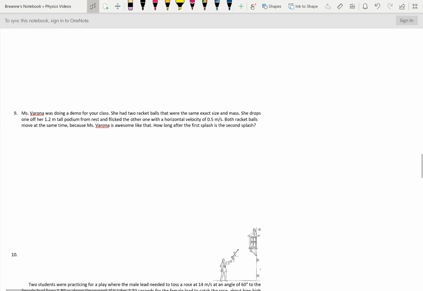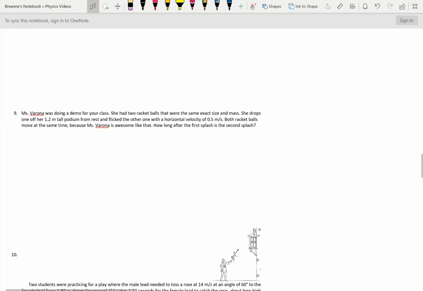Number 9. Miss Verona is doing a demo for your class. She had 2 racquetballs that were the exact same size and mass. She drops one off her tall podium from rest and flicked the other one with a horizontal velocity of 0.5 meters per second. Both racquetballs move at the same time because Miss Verona is awesome like that.